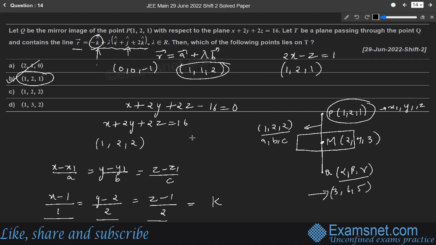After finding the equation of plane, all you have to do is hit and try all the options and you will easily find which option satisfies or lies on the equation of T. So I hope you are clear with this question.